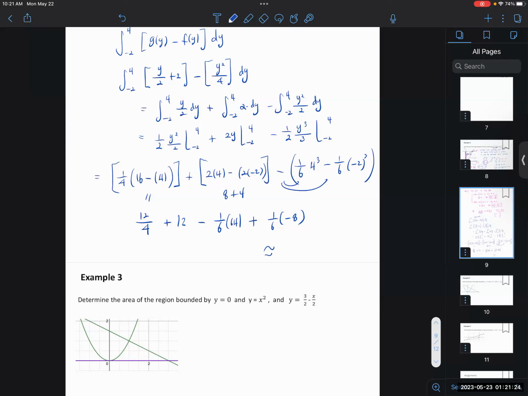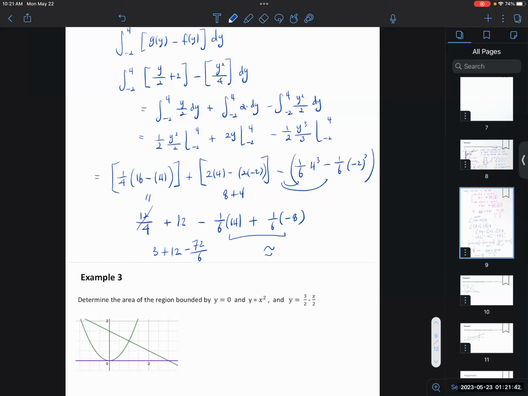It's going to be actually 3 plus 12. And then this is going to be negative 72 over 6. So if you calculate it, what are you going to get?